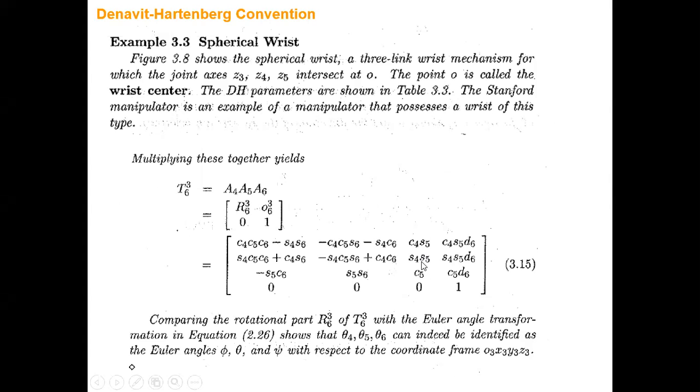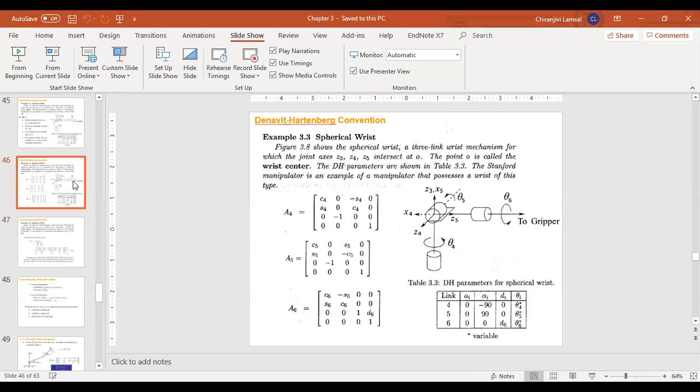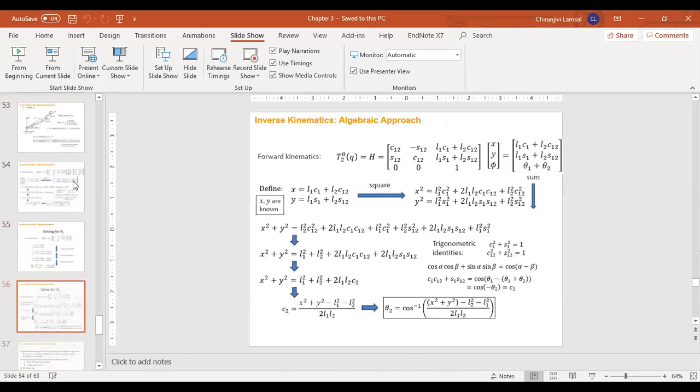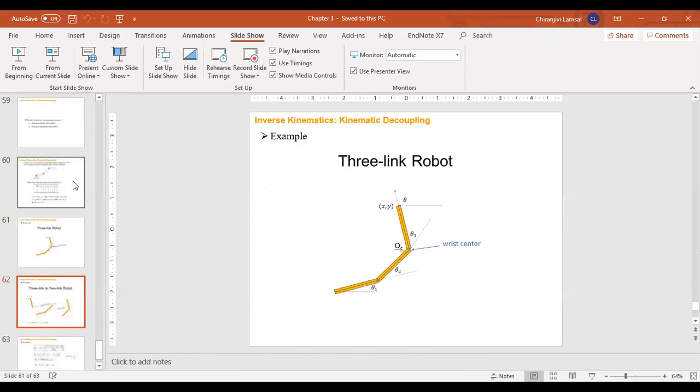Just a quick question. Would you have to multiply A1, 2, and 3 with 4 to get Z4? Or because we're just talking about the wrist with 4, 5, and 6, we're not caring about A1, 2, 3? Yeah, we don't care about A1, 2, and 3. This is for the arm. When it comes to the arm, then we'll talk about that. Okay, for the wrist.